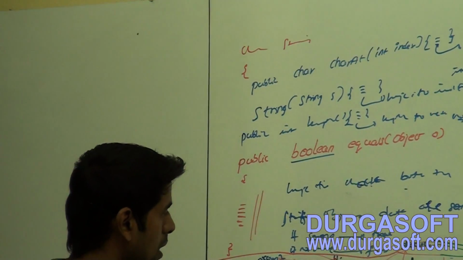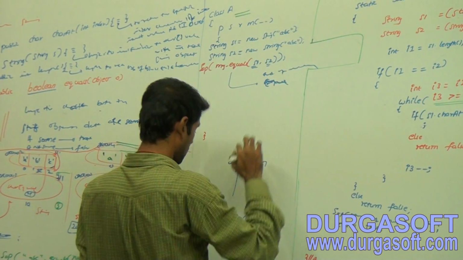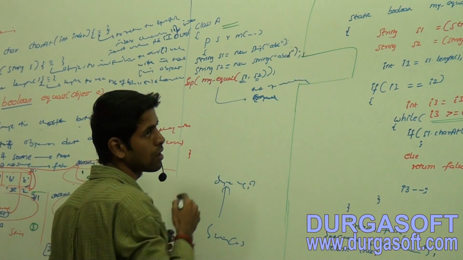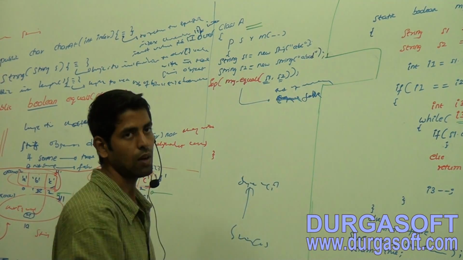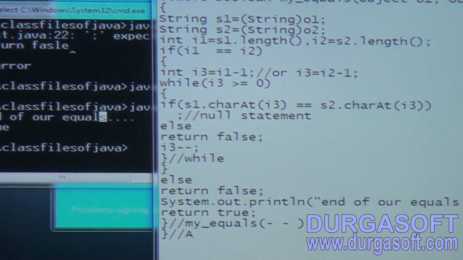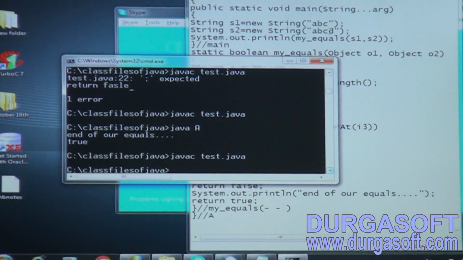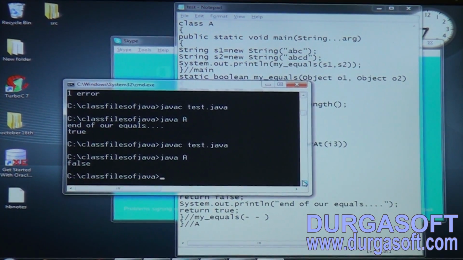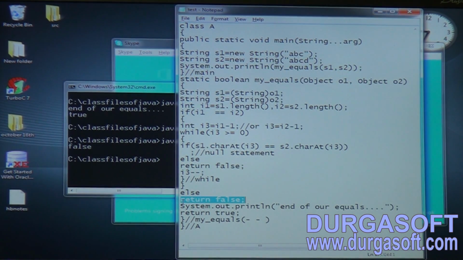Now let me use here, at this thing, let me use ABCD. Now it should return false, right? Observe, it should return false for ABCD. Yes, it should return end of our equals false. Observe here, yes, it is returning. Why are we not getting end of equals? Because at this statement you are returning false.